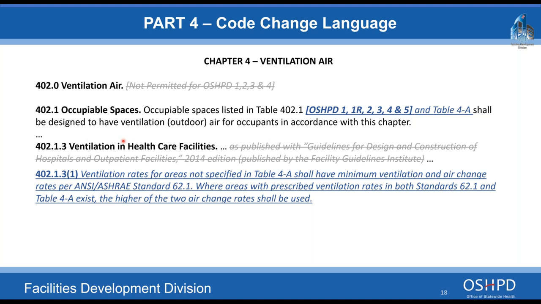And 402.1.3, we get pretty specific. We say ventilation rates for areas not specified in 4A shall have minimum ventilation and air change per ASHRAE 62.1. Where areas with prescribed ventilation rates in both standards exist in 62.1 and table 4A, the higher of the two shall be used. So the language in the model code, just for everybody's information, is basically adopted and copied right out of 62.1 for non-medical spaces for ventilation rates. So that's kind of the background on that, and hopefully this will add clarification and help them in the directions they need to go.